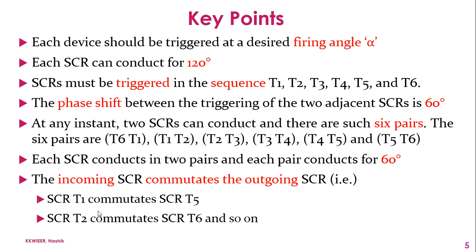The incoming SCR commutates the outgoing SCR. So in this case, you can see the first conducting pair is T6 and T1, and the next is T1 and T2. So the incoming SCR commutates the outgoing SCR. In this case, T2 is the incoming SCR, whereas T6 is the outgoing SCR. So T2 will commutate the SCR T6, like that.